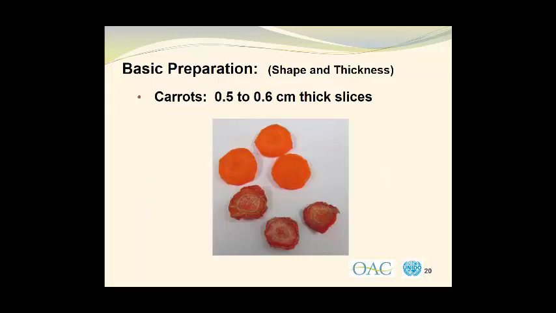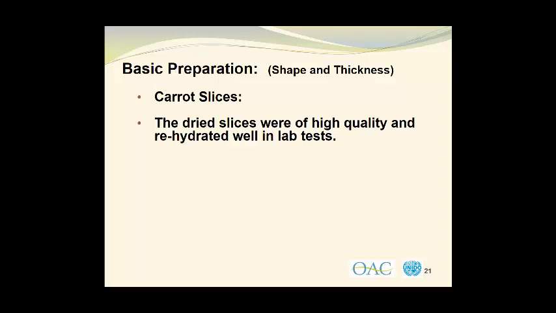First of all, we'll look at carrots as thin slices, and these carrots have been cut to a thickness of 0.5 to 0.6 centimeters. The fresh carrots on the top show what they were like before the drying process, and the three slices on the bottom show the dried carrots at approximately 10% moisture. The dried slices were of high quality and they rehydrated very well in the lab.